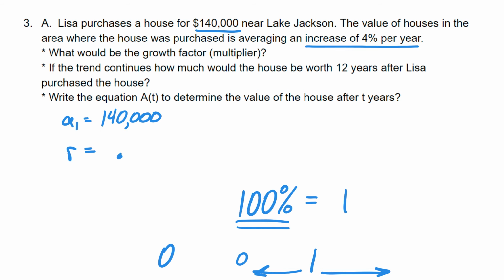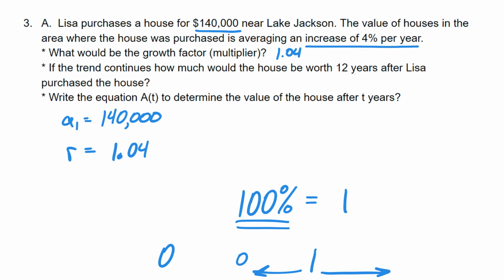But here's what I'm talking about on the 100. Lisa doesn't want 4%, which is 0.04. Lisa doesn't want 4% of her house value. She wants 104%. So our rate is 1.04, because she has increased. Increased from what? Increased from 100. All right, so we've actually answered our first question. What would be the growth factor, the multiplier? Our growth factor would be 1.04.